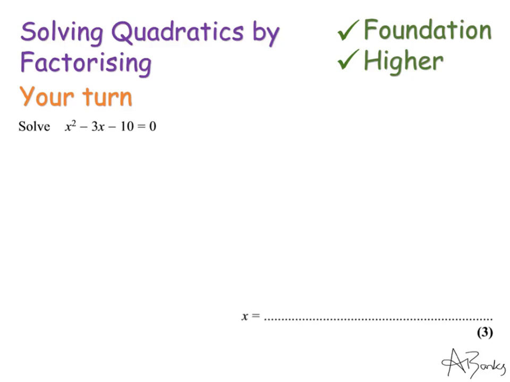Here's a question for you to try. This is: solve x squared minus 3x minus 10 equals 0. So factorise the quadratic first and then solve each of the brackets equal to 0. If you pause the video now, you can unpause it when you're ready to see a full worked solution.